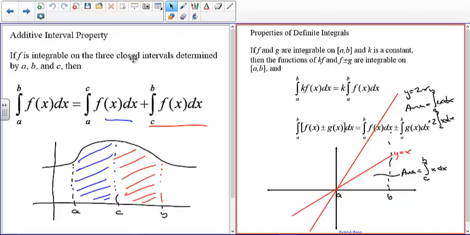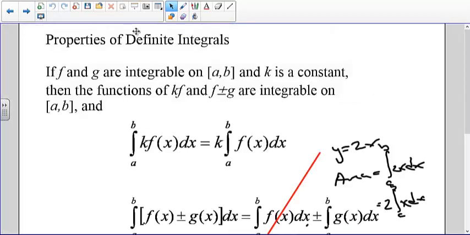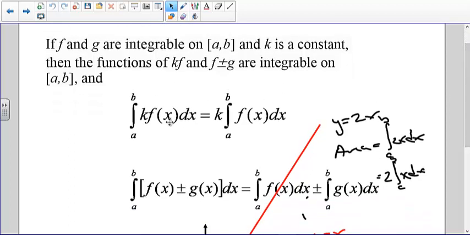And what else do we do? Okay, here's some more properties. We had some properties associated with indefinite integrals. This basically says that if you have a constant times a function and you want to find the area underneath the curve, like say 3x squared, that's the same as 3 times the integral of x squared. So all a constant does in front of a function is just increase the area by that factor.